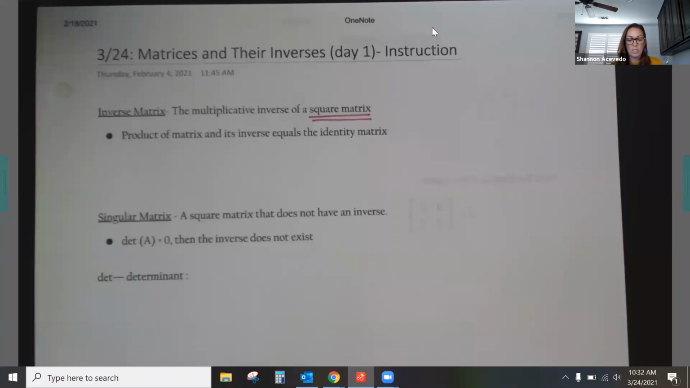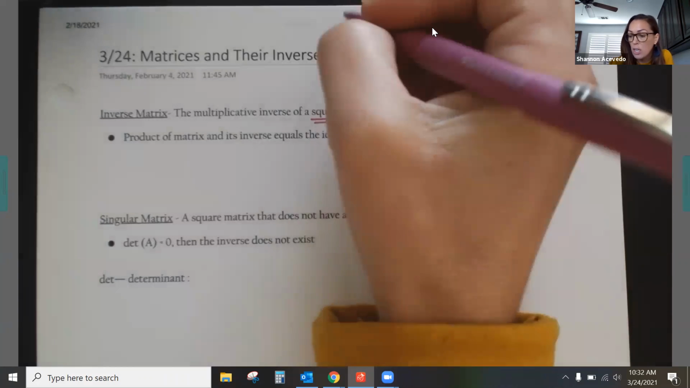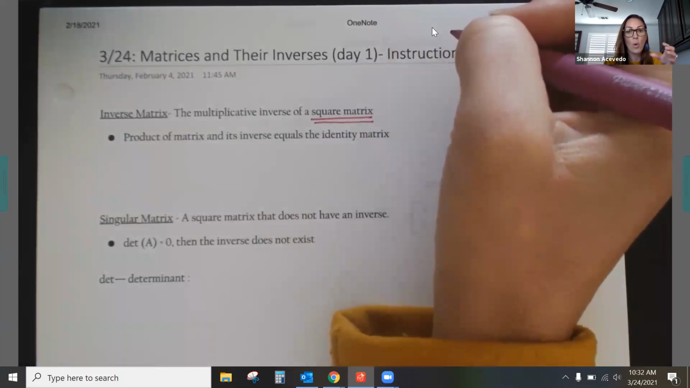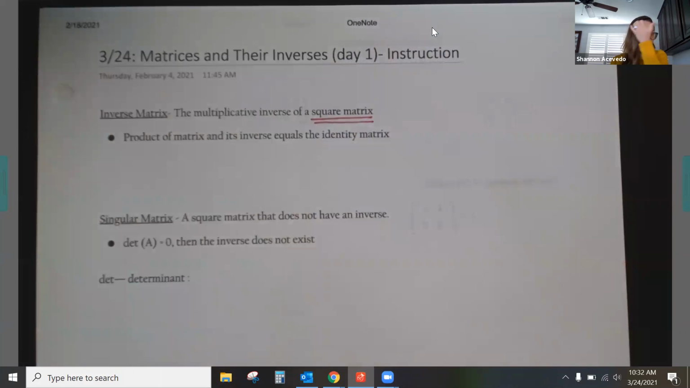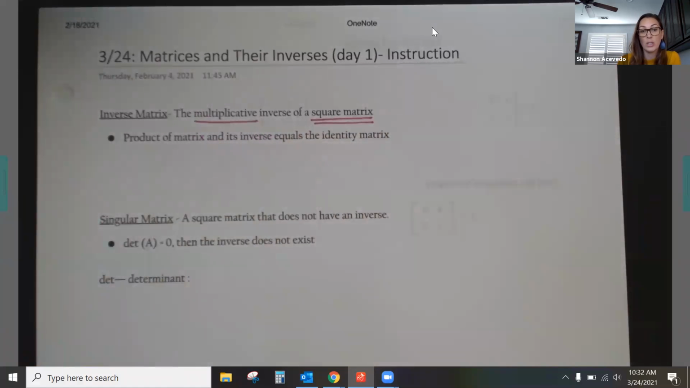What is an inverse? When we talk about addition, an inverse is something where I do that operation and I end up with what we would call the identity. Let me show you with our matrices. This is what we call the multiplicative inverse, which means we're going to be multiplying. So the product of a matrix and its inverse is equal to the identity matrix.